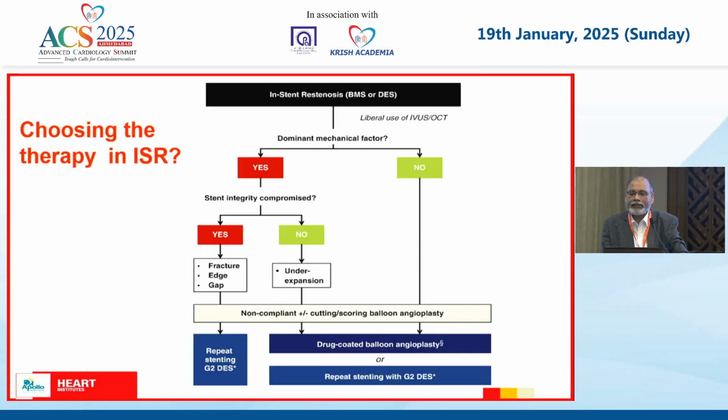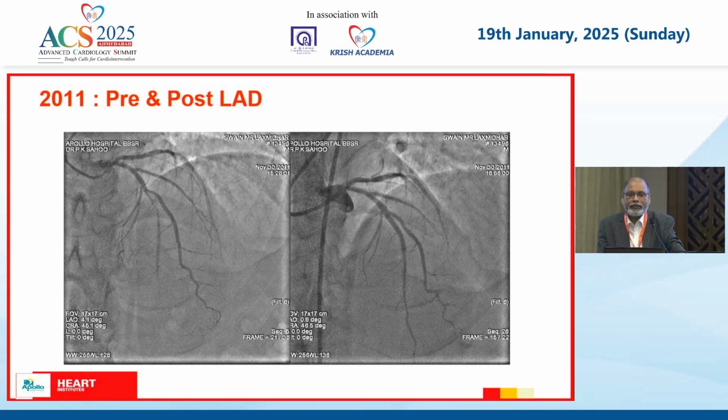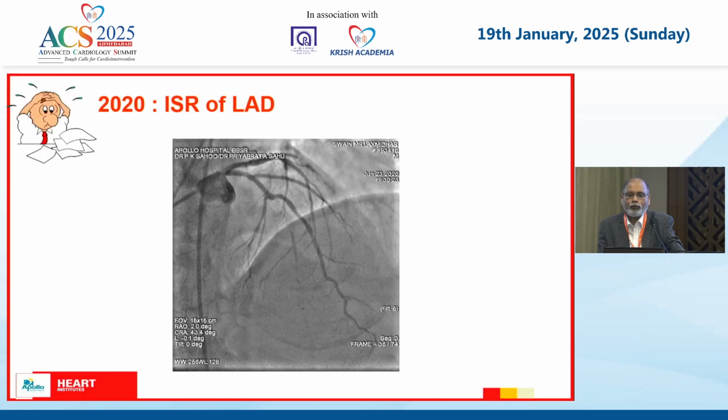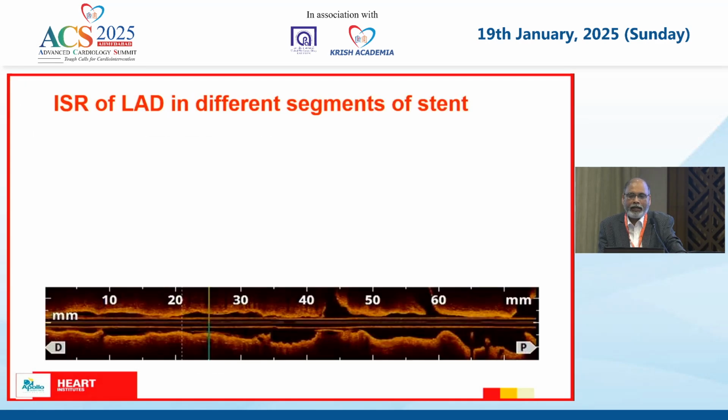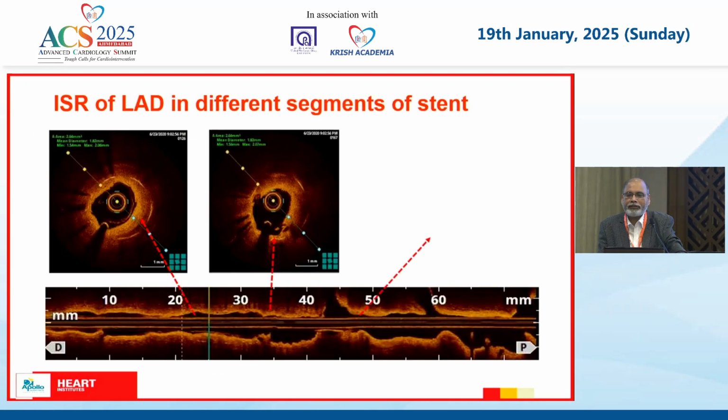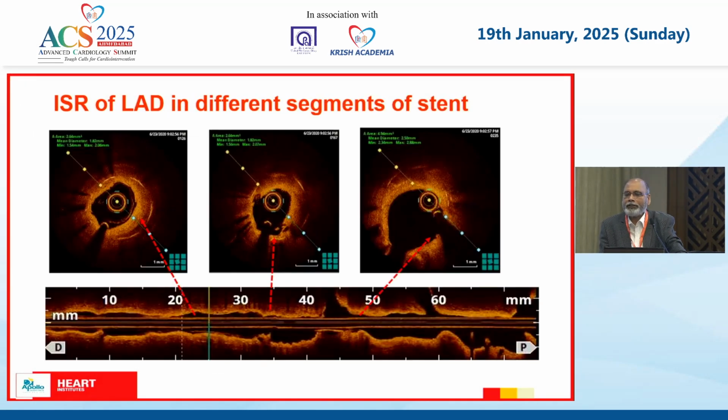Next, tackling ISR: definitely for ISR, the best way to do is to go for an OCT. So, for example, this case was a case of 2011, and here we did an OCT to know what is going on. There was an ISR of the LAD in 2020. So, after 9 years, this patient comes, and this is what I see in the ISR of the different segments after a little bit of predilatation.